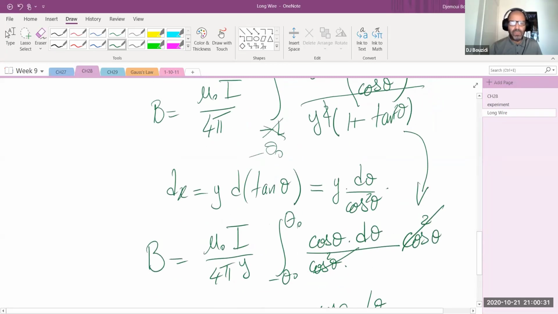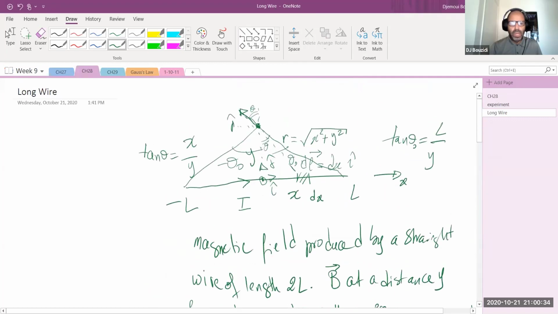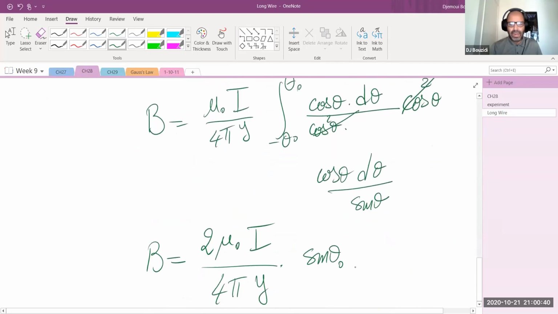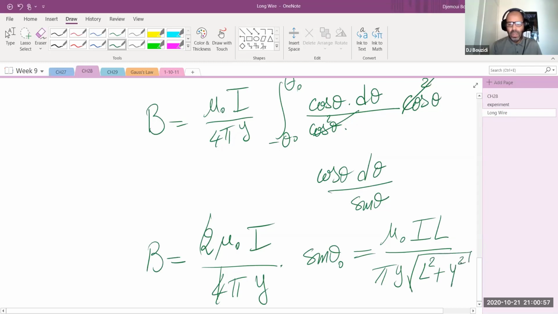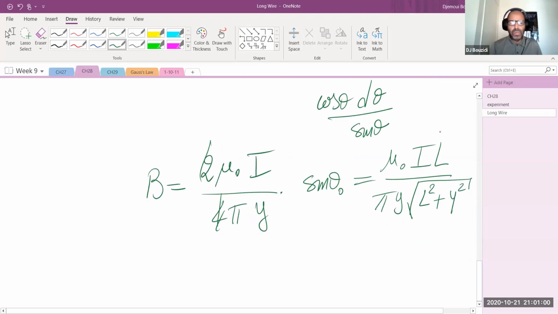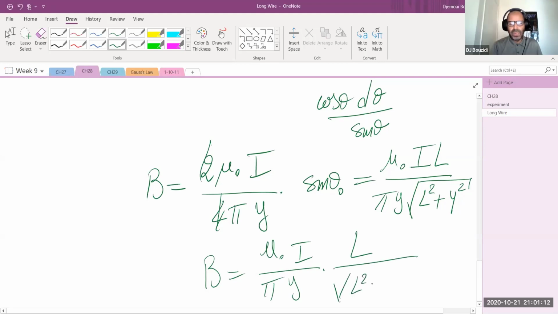And sine of theta naught from this geometry is clearly L over this hypotenuse. So I can write it in terms of L. So let's get rid of this 2 and the 4. So it's equal to mu naught I times L divided by pi times y times the square root of L squared plus y squared. Aren't you guys relieved? So this is the magnetic field produced by the wire: mu naught I divided by pi y times L over the square root of L squared plus y squared.